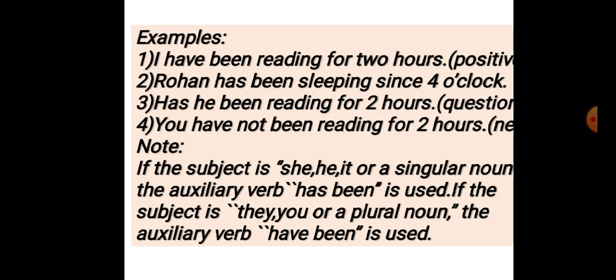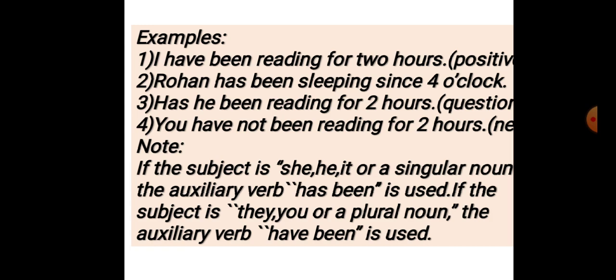If the subject is she, he, it, or a singular noun, the auxiliary verb has been is used. If the subject is they, you, or a plural noun, the auxiliary verb have been is used. You see in question number 3, the question mark is missing, but you consider this a question sentence.